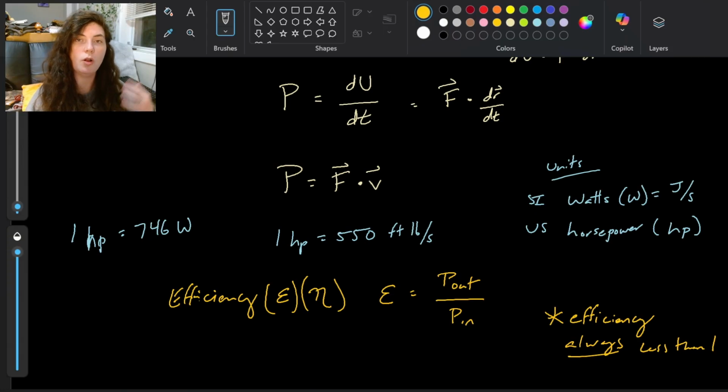Our efficiency is always, always, always going to be less than 1. You can never put out more work than you put in.